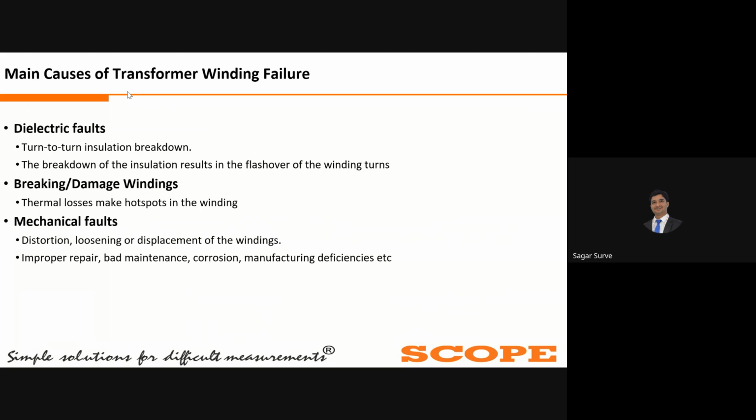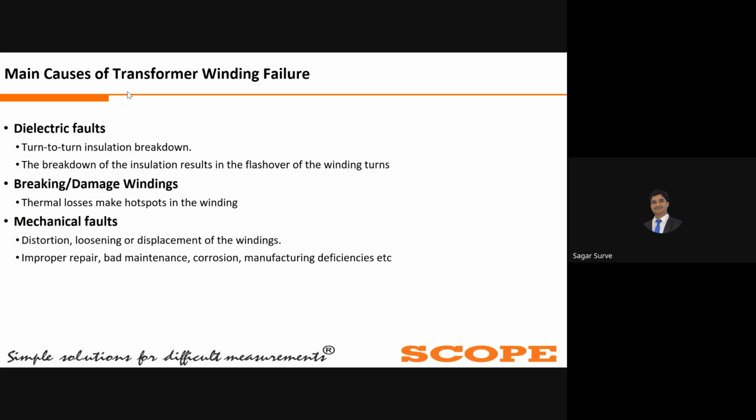Now, coming towards transformer winding failure. The main causes of transformer winding failures are dielectric faults, breaking or damage of the winding, or mechanical faults. So, if there is a turn-to-turn insulation breakdown in the transformer, the tank is full of insulating oil. Okay, and also each and every turn has its own insulation. Between each and every turn, there is an insulation. If there is a breakdown of this insulation, then it can cause the shorting of the turns.